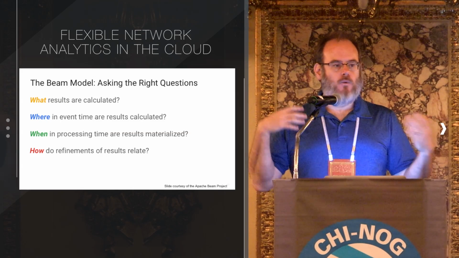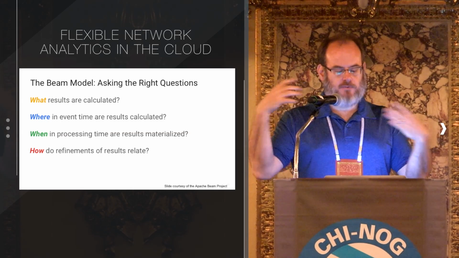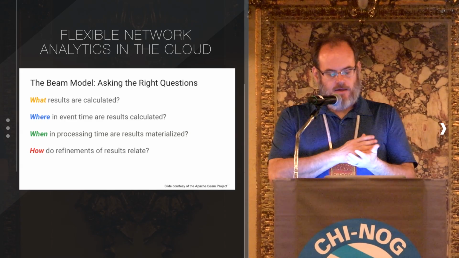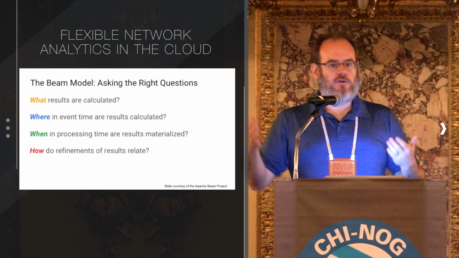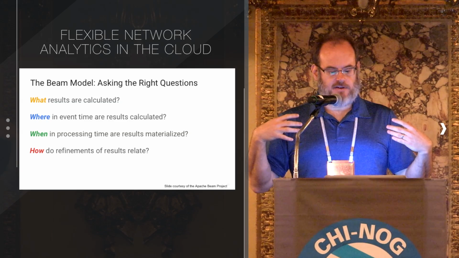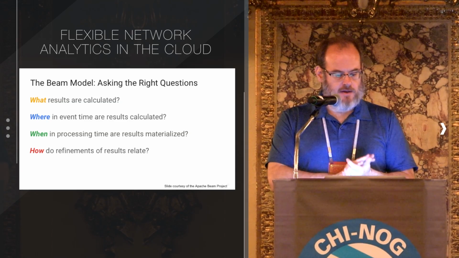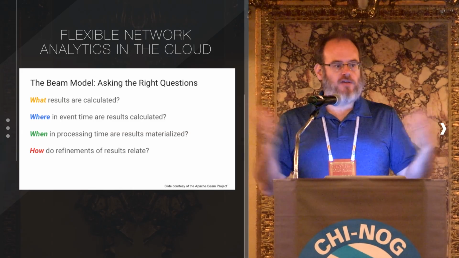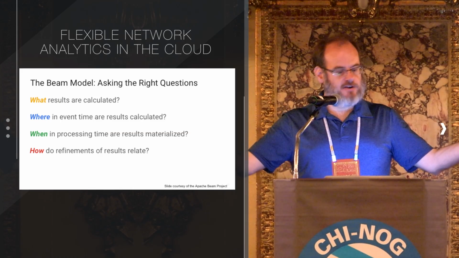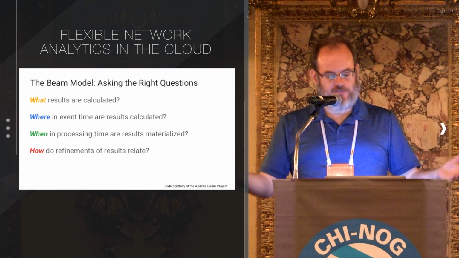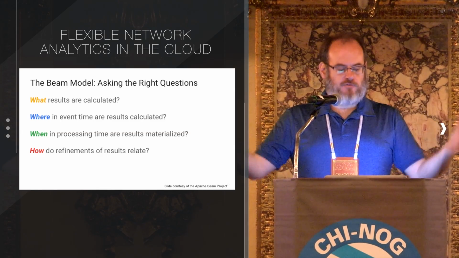The second one is, where in event time do you calculate your results? If you think about a traditional batch system, it would generally just process things in the order that they were read out of the database or off the disk, without any regard to the timestamp on the event. This works well if all you're trying to do is an aggregate overnight or something like that, but it's not so great if you're trying to get finer grained results. So this is the first question that we have to answer.